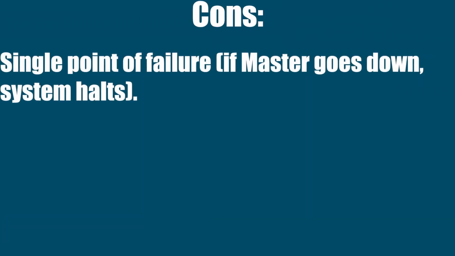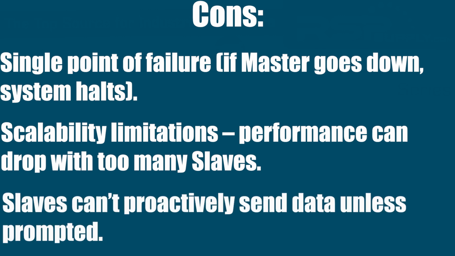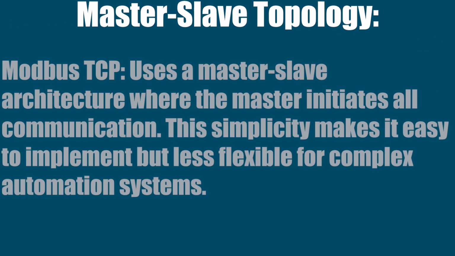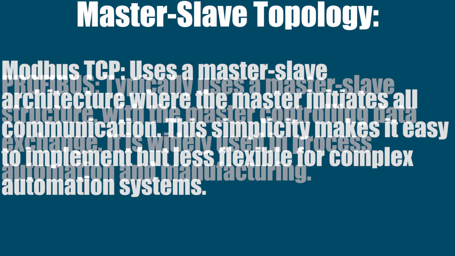Some of its cons: it has a single point of failure, so if the master goes down, the system halts. There are scalability limitations, so performance can drop with too many slaves. Slaves also cannot proactively send data unless prompted by the master. So the master-slave topology in automation, we discussed, is found with Modbus TCP. Modbus TCP uses a master-slave architecture where the master initiates all communication. This kind of simplicity makes it easy to implement, but less flexible for complex automation systems.